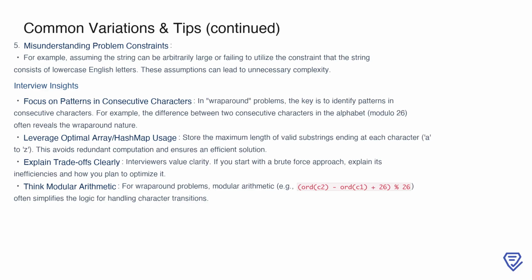When approaching wraparound string problems, it's crucial to focus on patterns in consecutive characters. A key observation is that the difference between two consecutive characters in the alphabet, when taken modulo 26, can reveal the wraparound nature of the string. This insight simplifies the logic significantly.